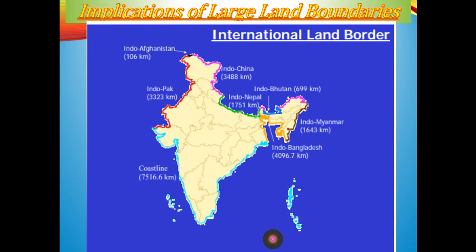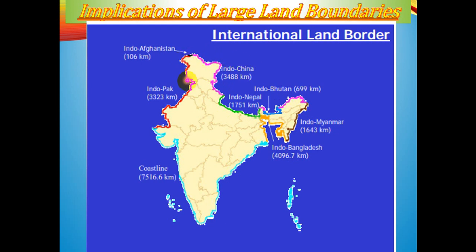Now next are the implications of the large land boundaries. I'm just showing the large land boundary. This is the Pakistan boundary, then comes the China boundary, then the Nepal boundary, this is the Bhutan boundary, again a China boundary, and here we get Myanmar, and here the Bangladesh boundary. And a bit of a tip is there for Afghanistan.